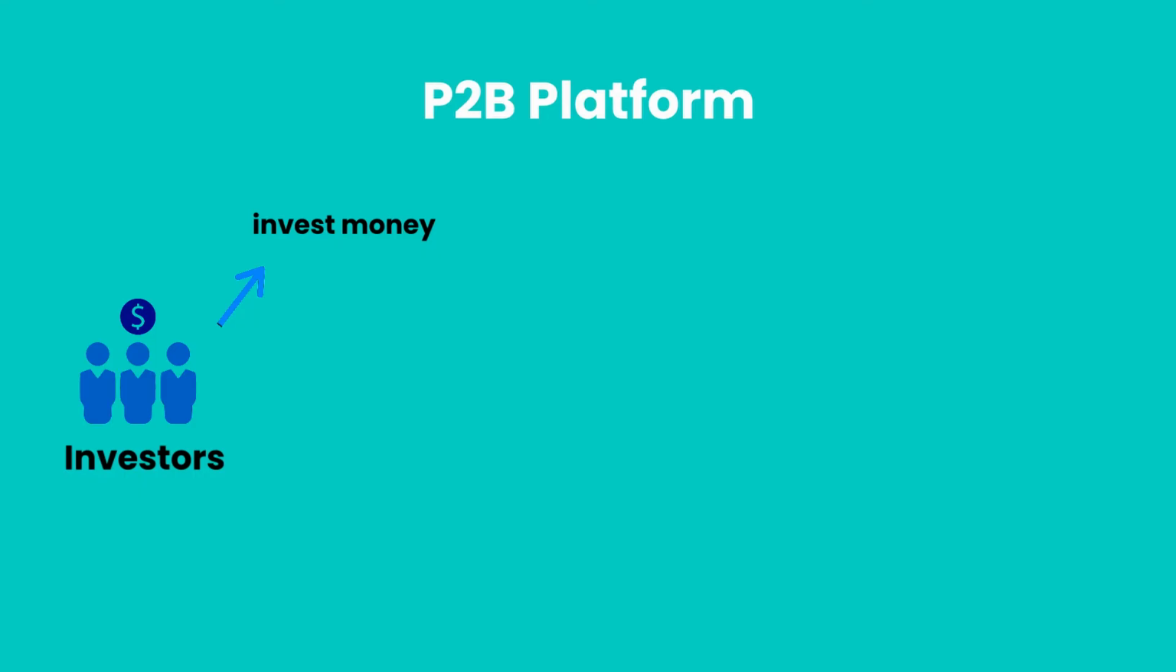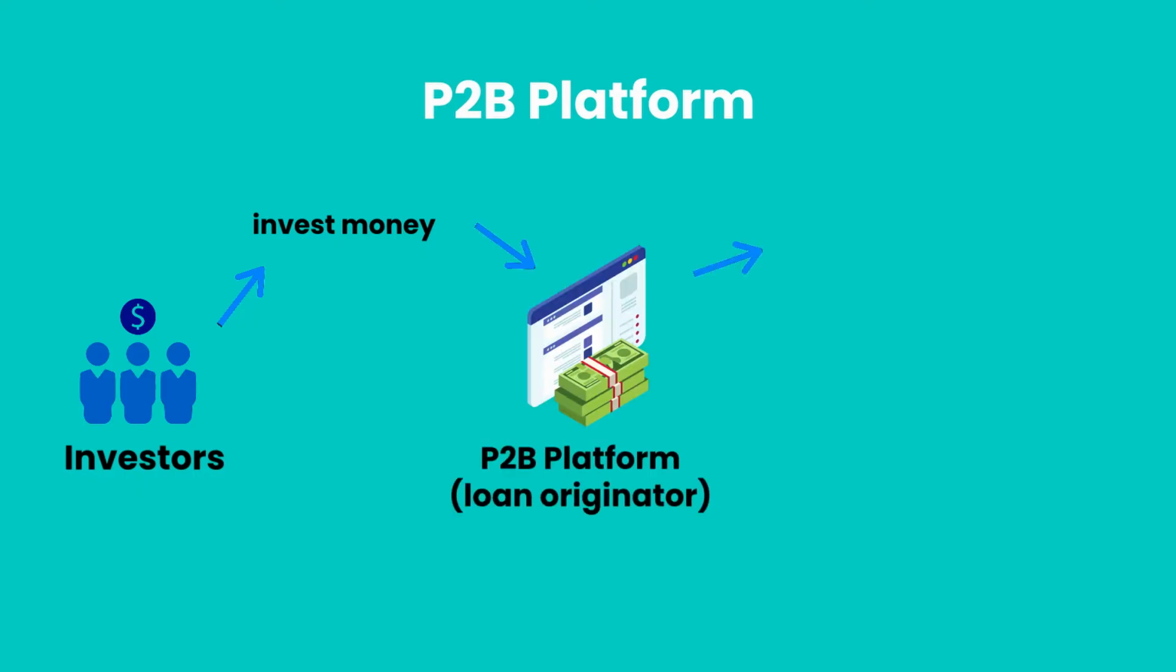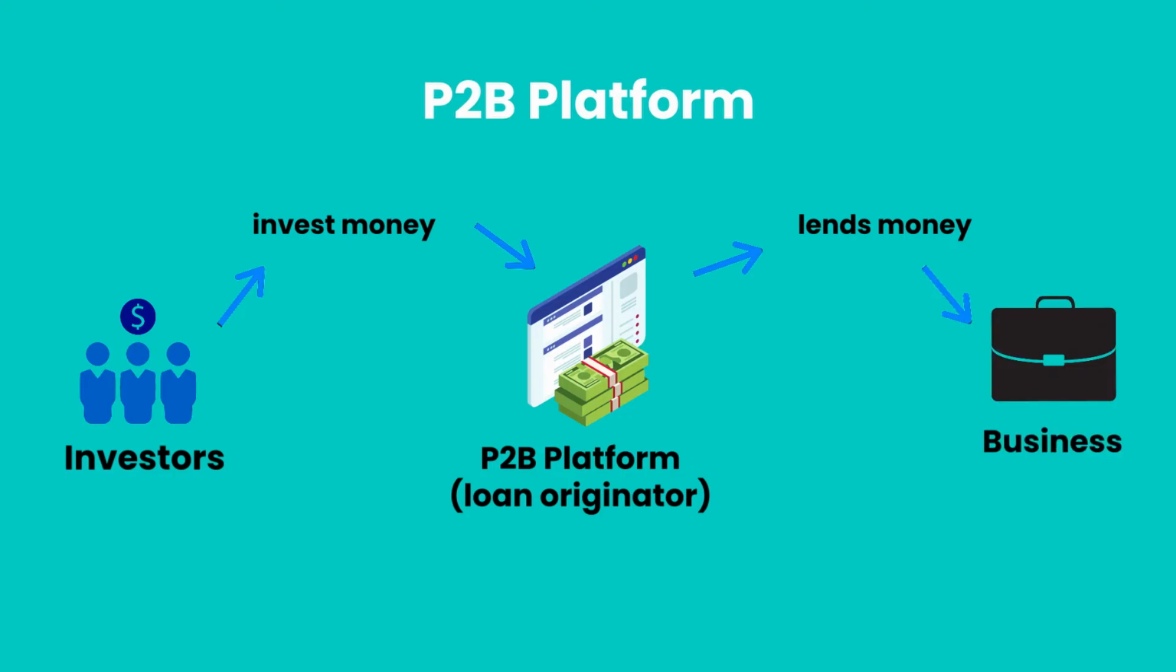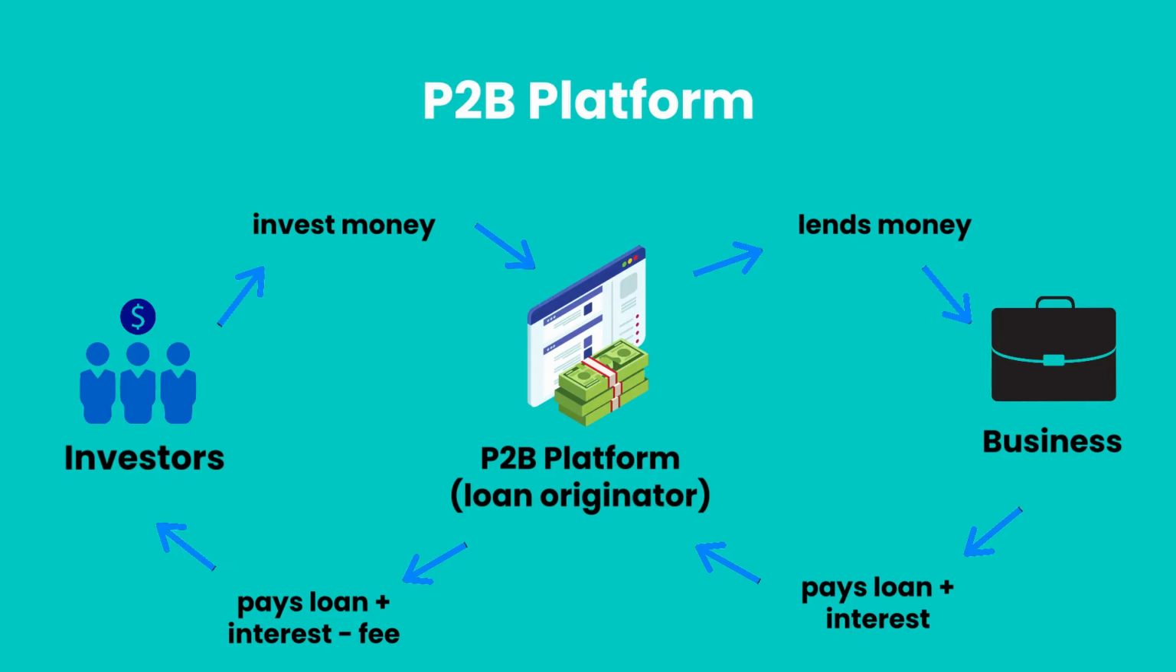So let's have a look at how this works. First, you invest on a P2B platform, which is also the loan originator. The lending company lends money to the business, which provides collateral for its loan. Then the business returns the loan with the additional interest to the P2B platform, which deducts a fee, and the rest goes to your investor account.